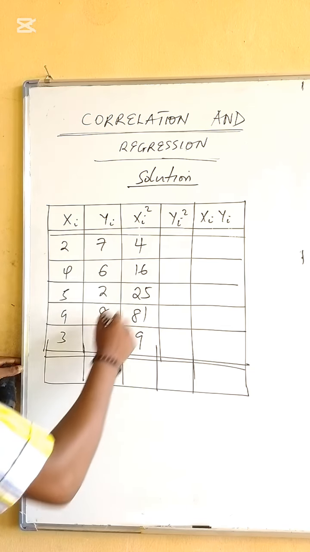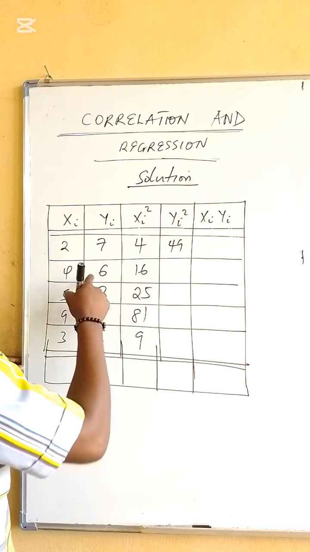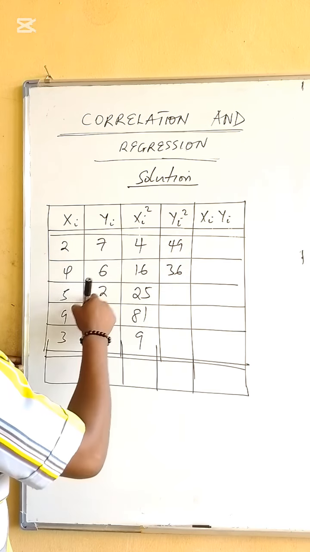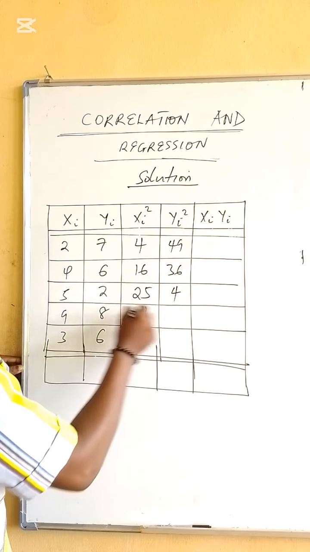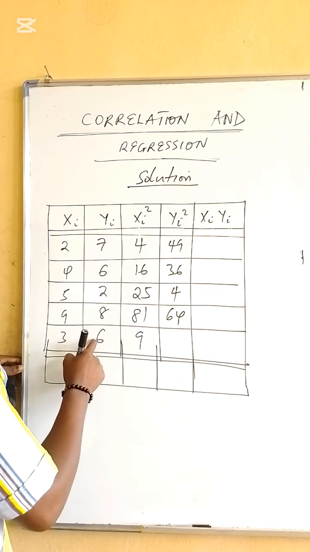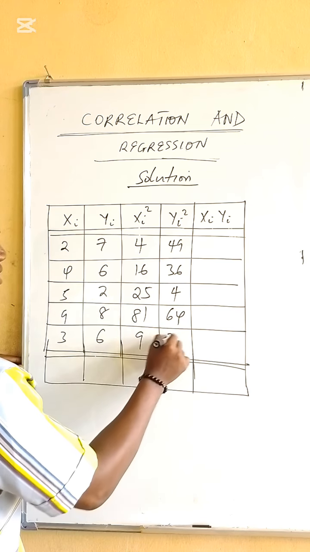I'm going to come over here. 7 squared will give me 49. 6 squared will give me 36. 2 squared will give me 4. 8 squared will give me 64. 6 squared will give me 36.